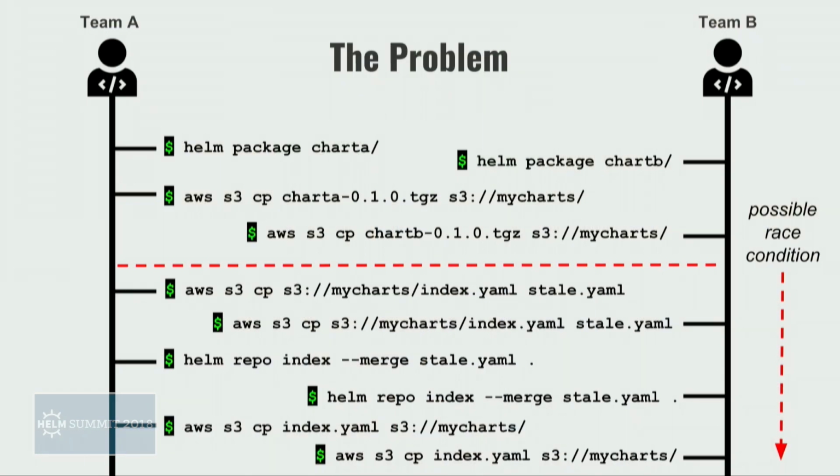So here's a diagram that shows an example workflow for two different Helm charts. You have Team A, Team B, Chart A and Chart B respectively. Above the red line is an example if you're using an S3 bucket to host your repository, which many people do. You package your chart, and in the meantime, other teams are packaging their chart, and you upload yours, and they upload theirs, and at that point, there's no issues.